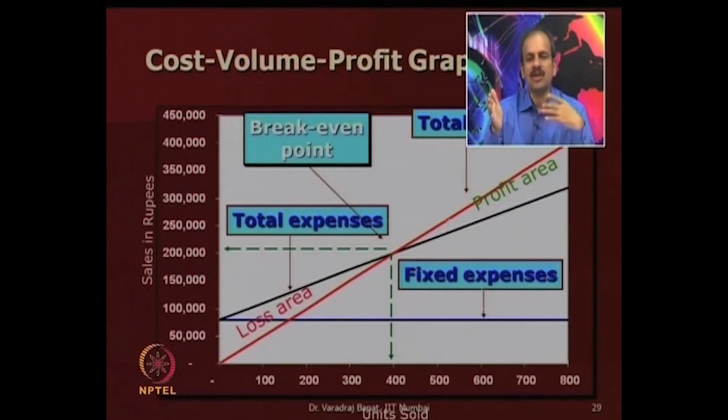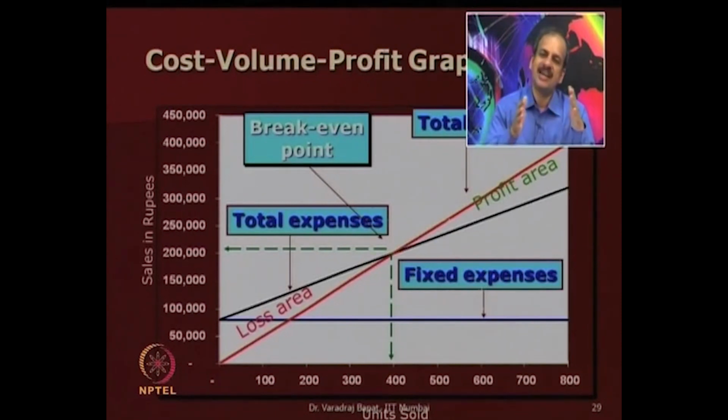Total costs and fixed costs meet at a particular point. You can see here at 2 lakhs, and in terms of units it is at 400. So, at that point of time, the sale line takes over the total cost line. Below that, for volume of less than 400, you can see the sale line, that red line, is below the total cost line or total expense line as is given here. So, you have a loss area because sales are less than the cost.